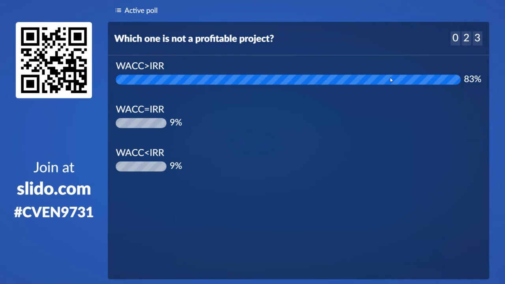Again, let's clear that up for those of you who just see the recording. The weighted average cost of capital should be lower than the internal rate of return. On the contrary, that's what your fellow students put here on the slide. Okay, so let's move on.